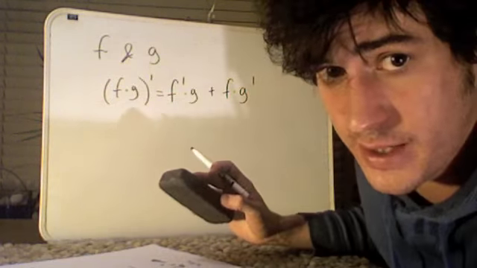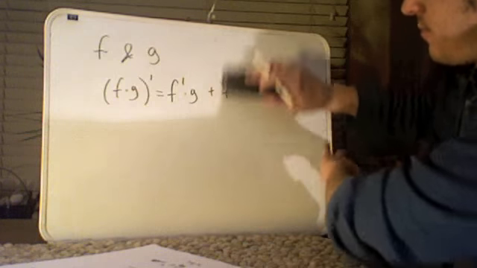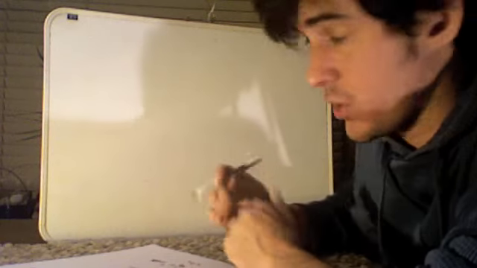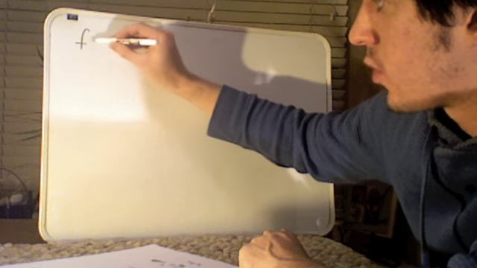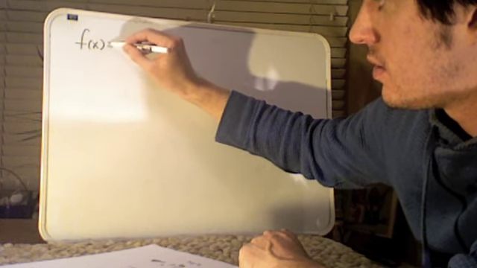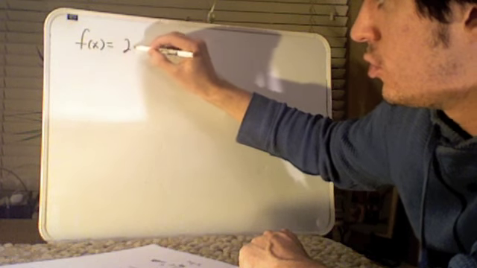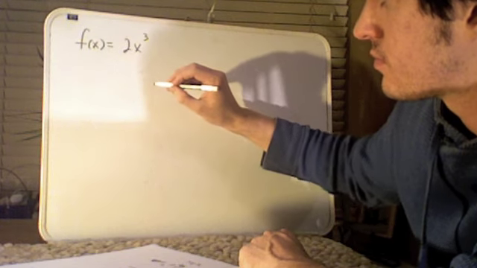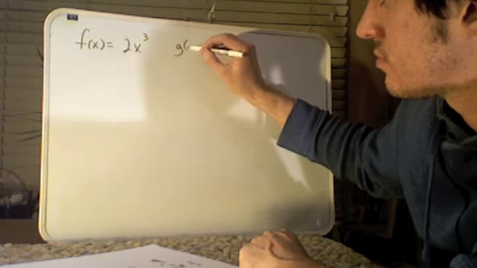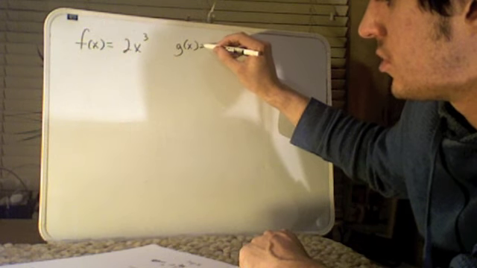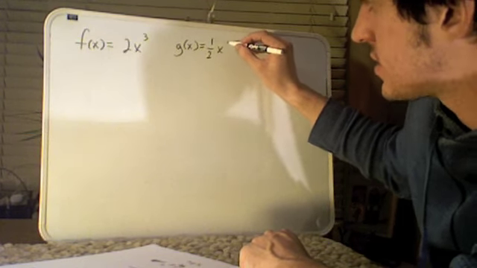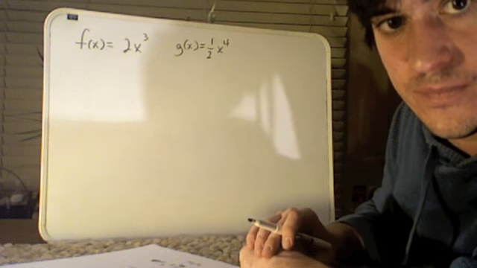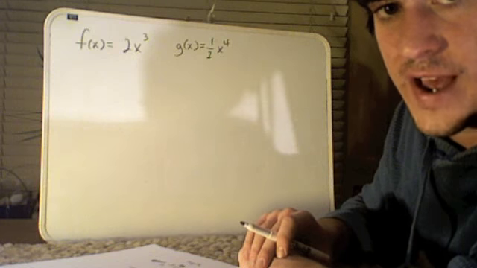All right, so let's do a few examples. I got 2 examples for you. Say you're asked to find the derivative of the product of 2 functions, where f of x is equal to 2x cubed and g of x is equal to 1/2 x to the 4th. You see that? Okay, very good. 2x cubed, 1/2 x to the 4th.